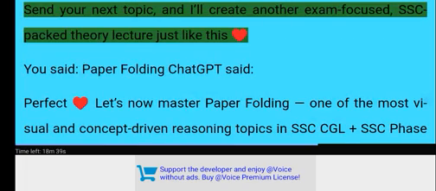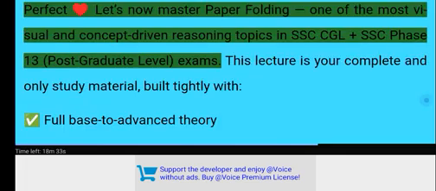Send your next topic, and I'll create another exam-focused SSC pack theory lecture just like this. You said: paper folding. ChatGPT said: Perfect.